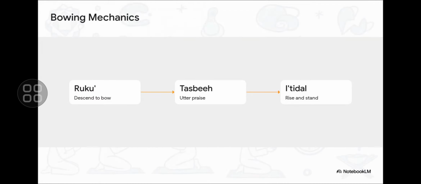After the recitation, the physical descent begins. Step 1. The worshiper drops into Ruku, or bowing, and this requires real biomechanical precision. The back has to be perfectly horizontal and flat. Step 2. While stabilized there, uttering the tasbih, praising the magnificence of the Lord. Then step 3 is i'tidal, rising back up to a complete upright stance. And I absolutely have to emphasize here that physical tranquility during this rise and standing isn't just a suggestion, it's classified as an entirely independent pillar. You literally cannot rush this transition.